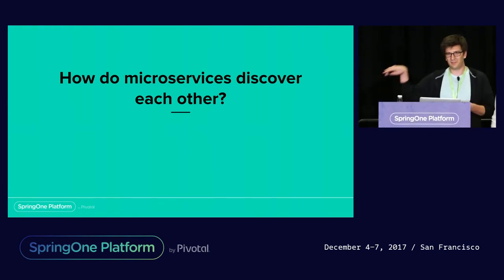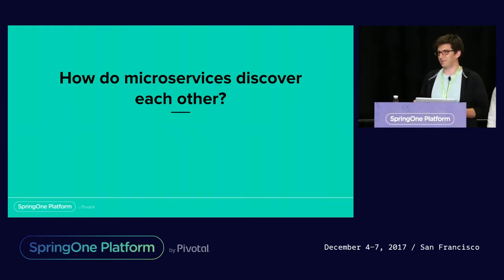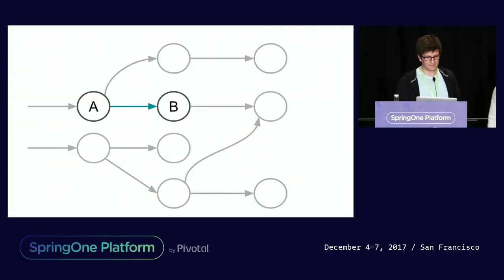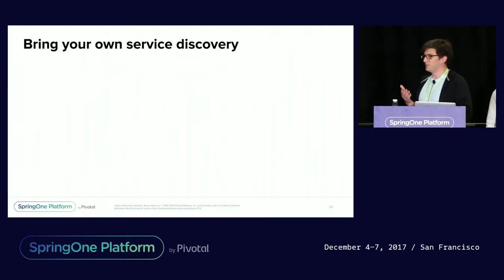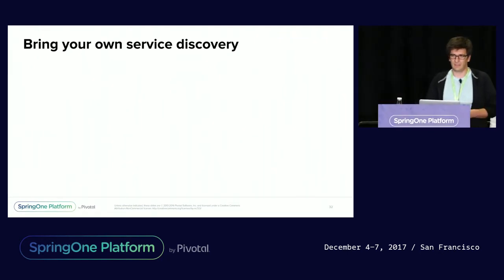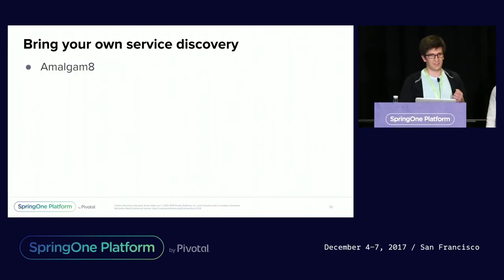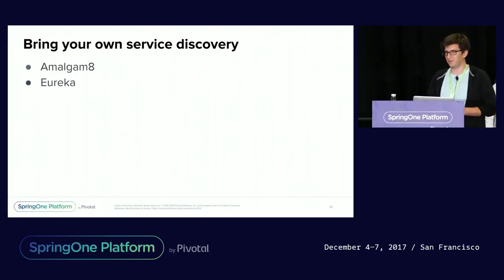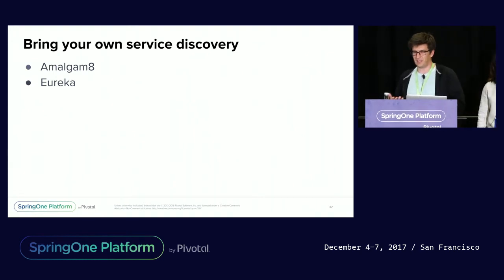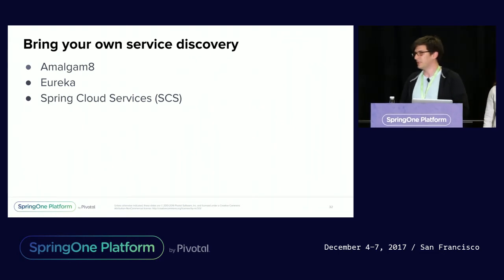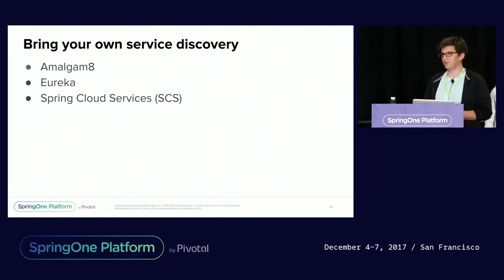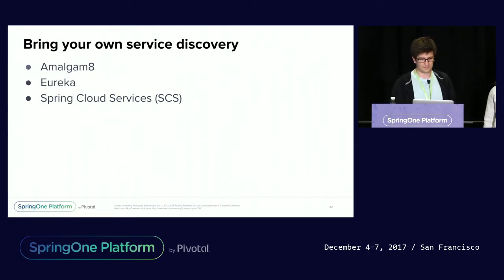Previously, in the old hairpin diagram, you got that feature from the CF router. Now you have to get it elsewhere. So here's app A trying to reach app B, and the solution is you can bring your own service discovery. There are many tools available to do this. There's Eureka, an open source project from Netflix. And Eureka has been integrated into Pivotal Cloud Foundry as Spring Cloud Services. So this is what we're going to show you today: how you can use Spring Cloud Services to bring this service registry into the equation to let application A find application B.